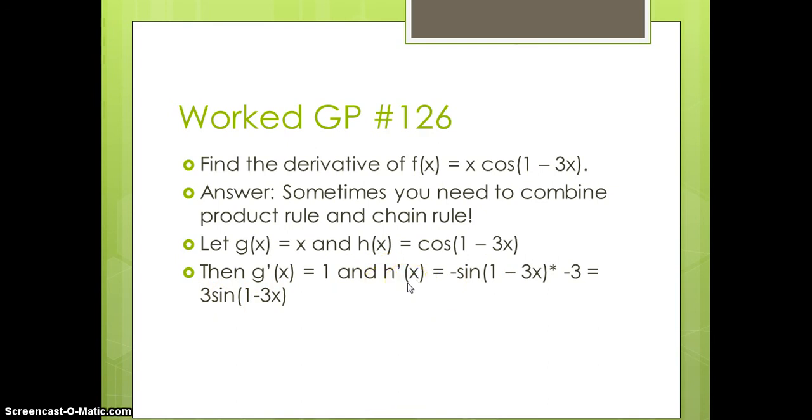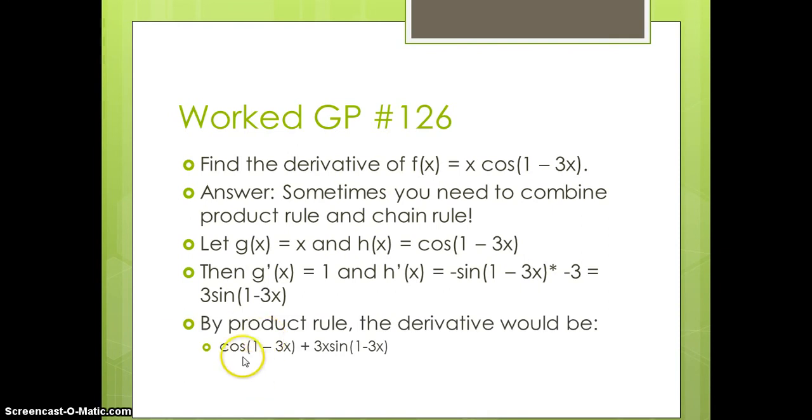So we found the derivative of each of the parts of the product. Now we need to find the derivative altogether. Using our product rule, the derivative will be cosine of 1 minus 3x plus 3x sine of 1 minus 3x. Sorry.